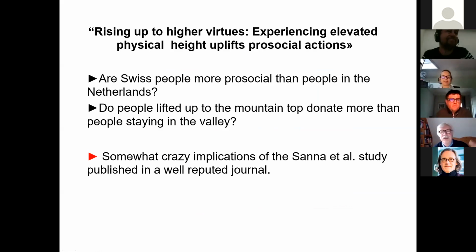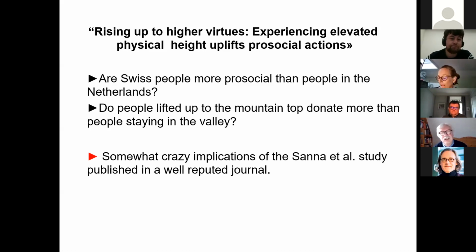Or if people are lifted up to a mountaintop, do they donate more than people staying in the valley? Those are implications of the hypothesis. A journal editor of a reputed journal likes these spectacular, surprising results. It was the same with Stapel: they produce these surprising results, and journals like to publish them, and they are uncritical.